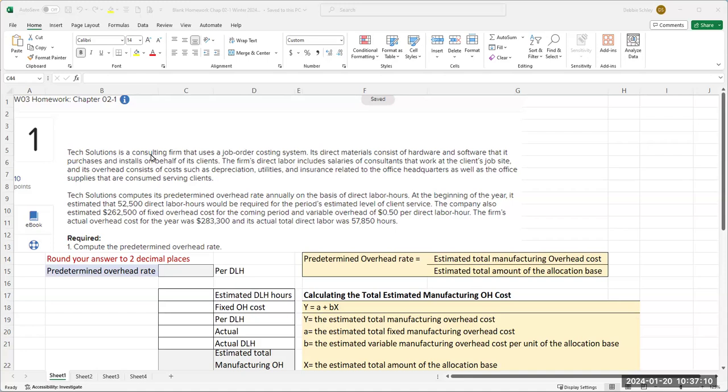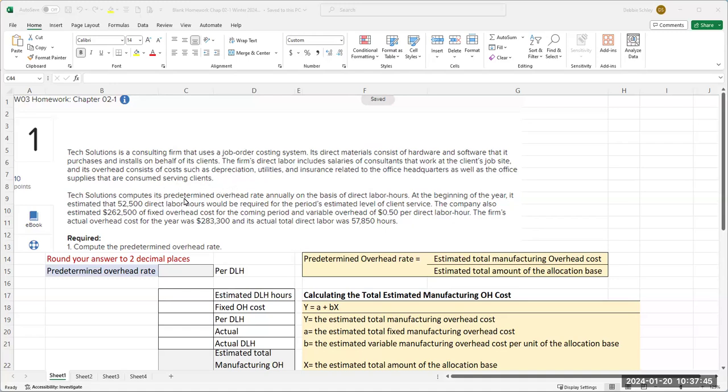So Tech Solutions is a consulting firm that uses a job order costing system. Its direct materials consist of hardware and software that it purchases and installs on behalf of its clients. The firm's direct labor includes salaries of consultants that work at the client's job site, and its overhead consists of costs such as depreciation, utilities, and insurance related to the office headquarters, as well as the office supplies that are consumed serving clients. So pretty all-inclusive.